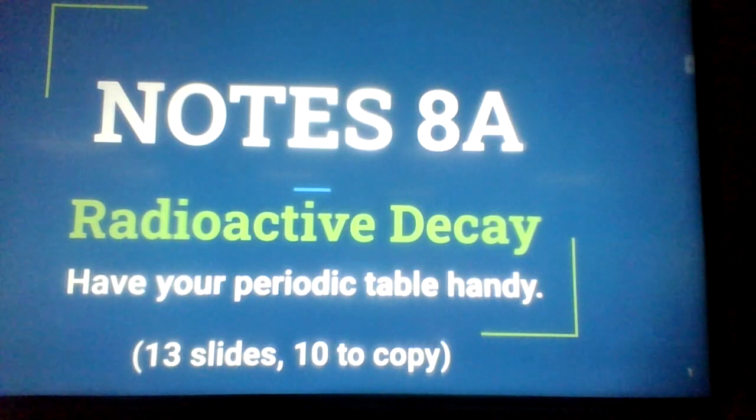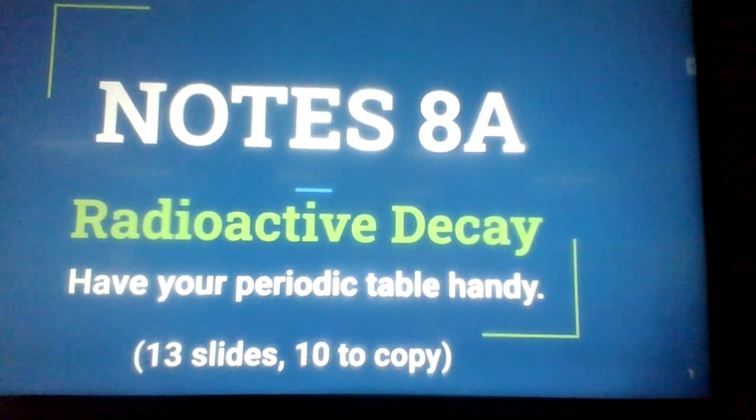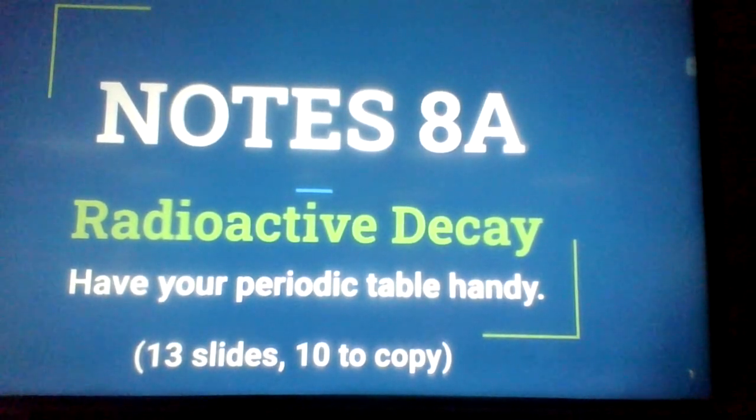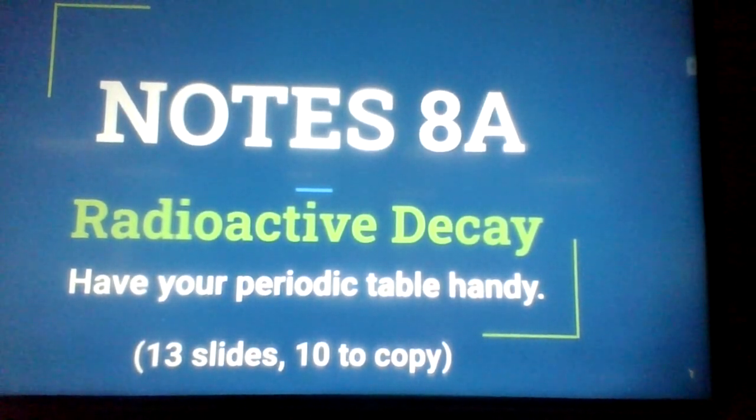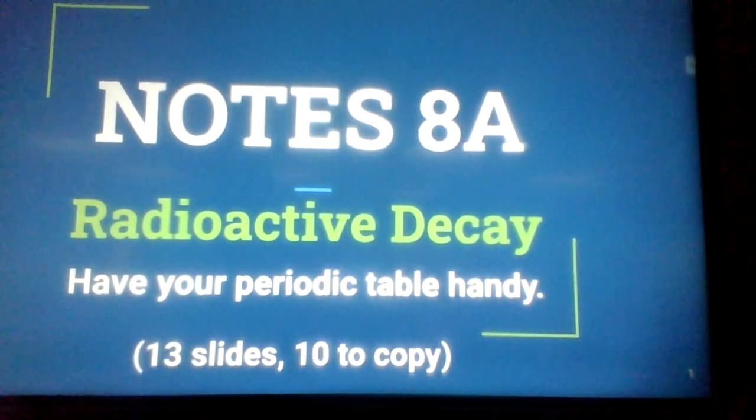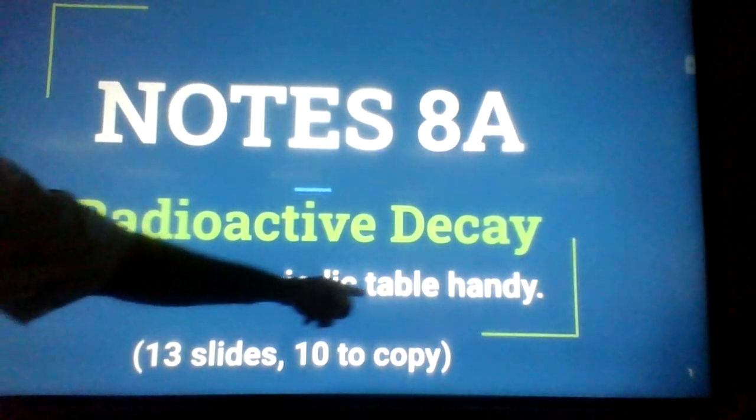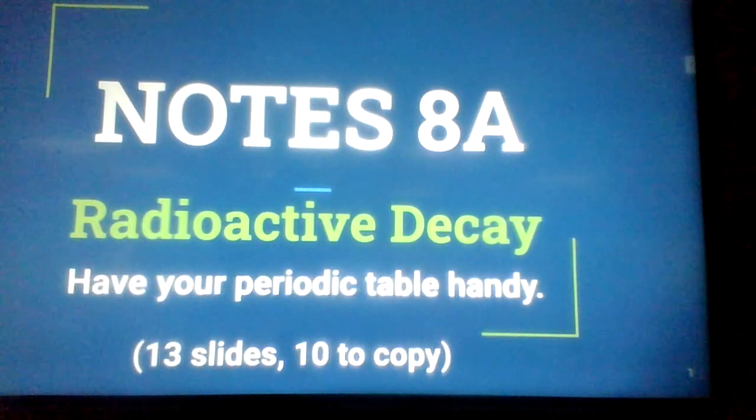We are starting to round up our study of the periodic table. Now, obviously, we'll keep referring to many of the elements in the periodic table as we go through other chapters. And today we're going to talk about what we call radioactive decay. And as you see right here, have a periodic table handy because this lesson will refer to the periodic table.